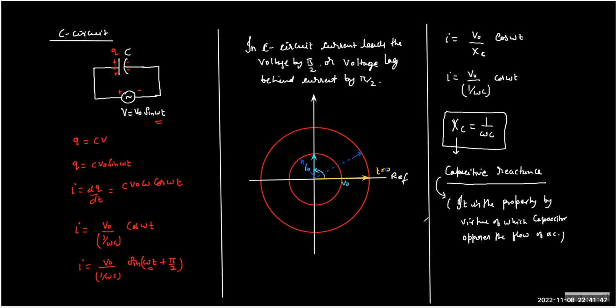So why do we call it reactance? Because a resistance will offer you opposition for the current, but it will also incur some heat dissipation or energy loss. Whereas reactance is opposition without any loss of energy.